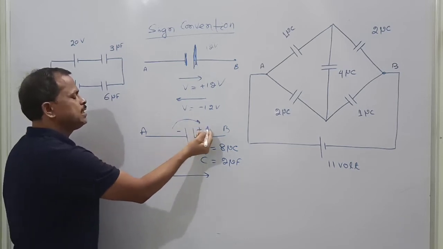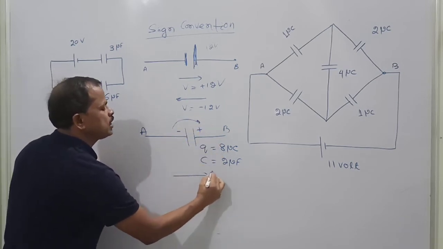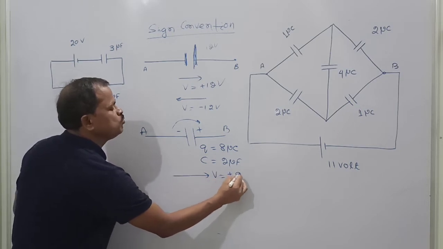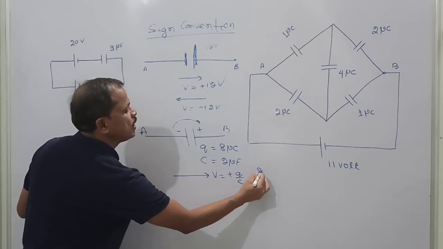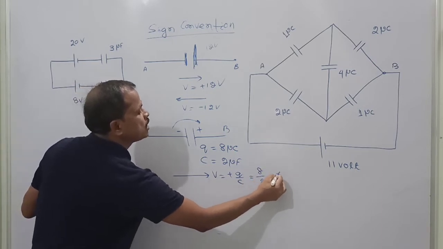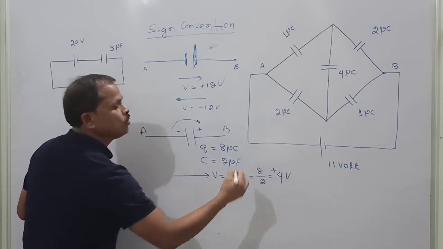So once you are gaining energy, here from A to B, what is the potential? That is equal to plus Q by C. Potential formula: V is equal to Q by C. So Q is equal to 8, C is equal to 2, that is equal to 4 volt, plus 4 volt.